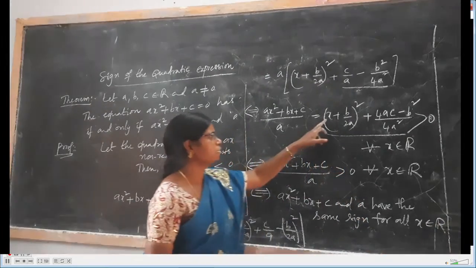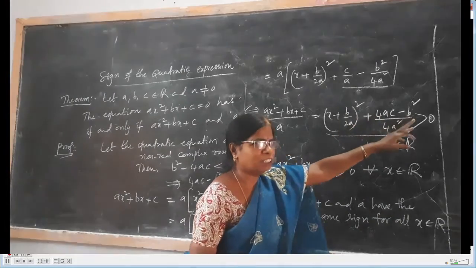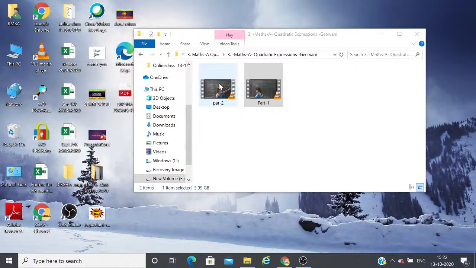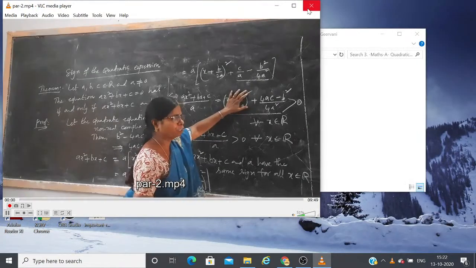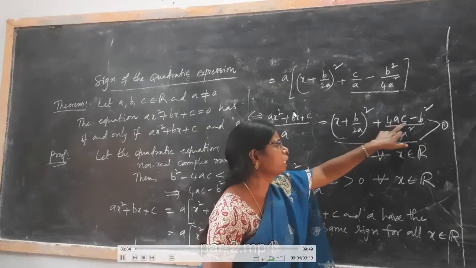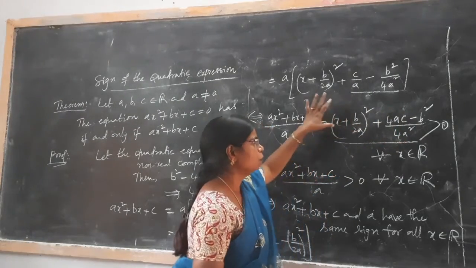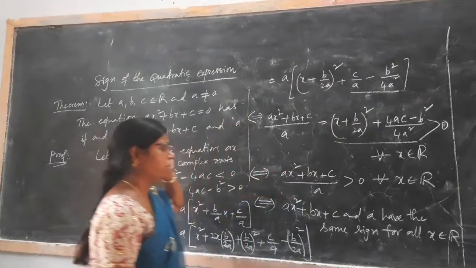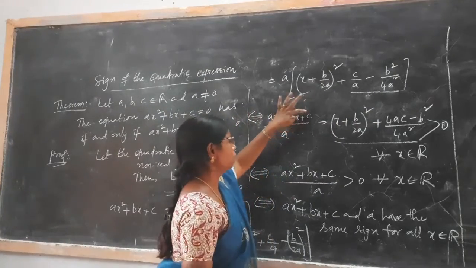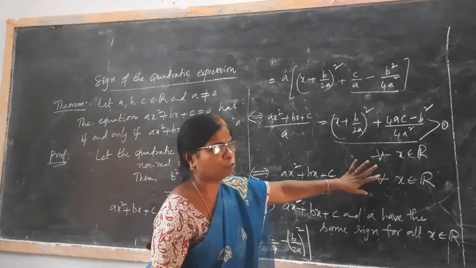Here, whatever x you put, this expression will be positive, as I explained earlier. Because the whole square is positive, 4a square is positive, and 4ac minus b square is positive. A positive plus positive is greater than 0. So this is greater than 0 for all x belongs to capital R. That's why ax square plus bx plus c by a is greater than 0 for all x belongs to capital R.